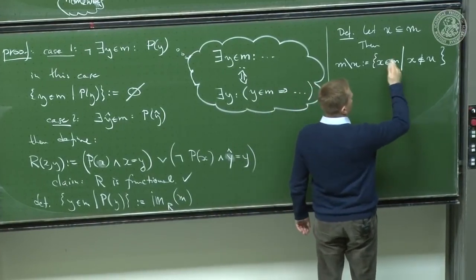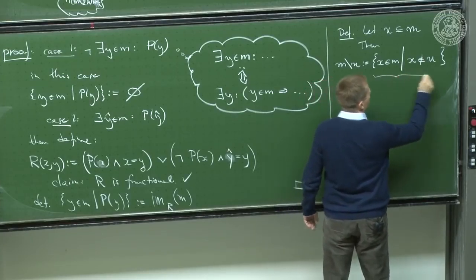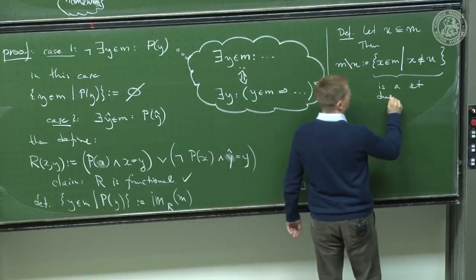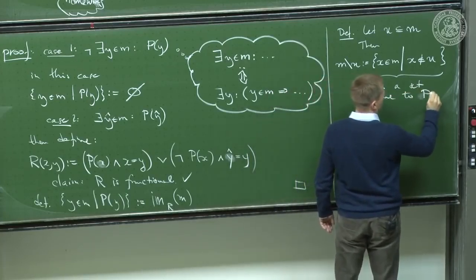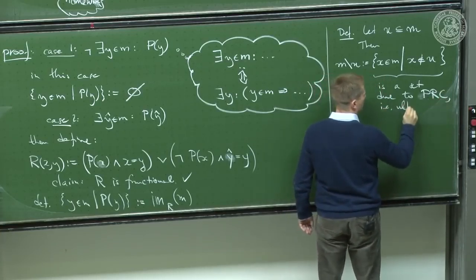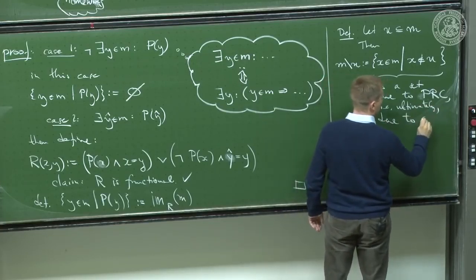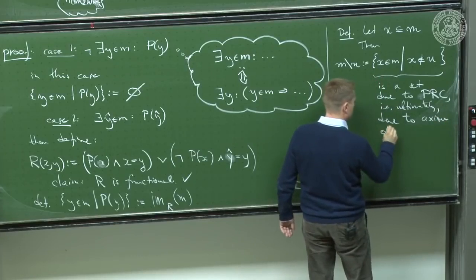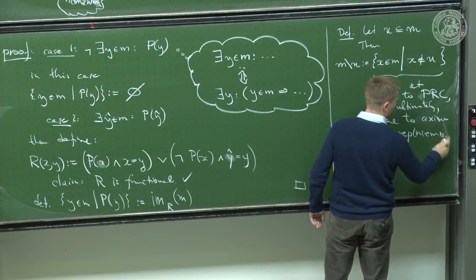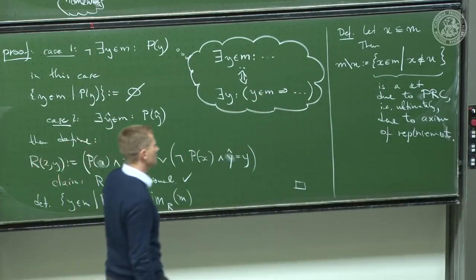x in M, this is restricted comprehension, so because of restricted comprehension, we can conclude this is a set, due to the principle of restricted comprehension that is ultimately due to the axiom of replacement. But you see, this is a little bit more cumbersome to use. This goes more easily.